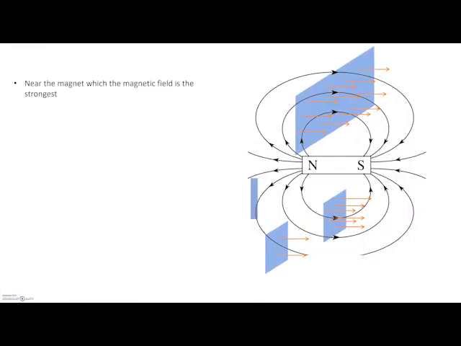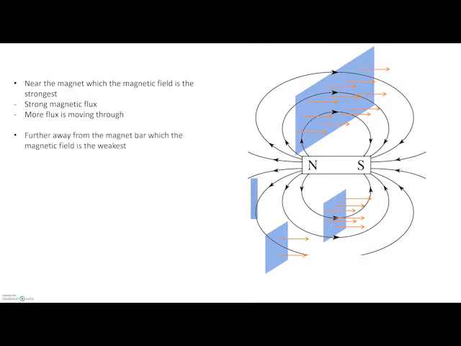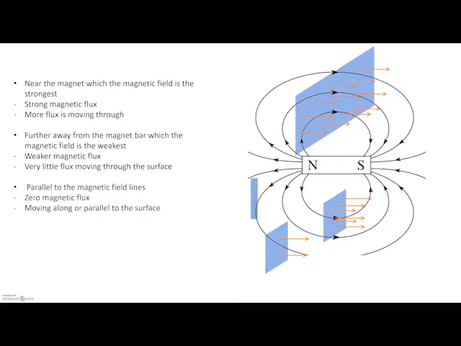This is an example of magnetic flux. If a surface is placed near the magnet where the magnetic field is the strongest, the magnetic flux on that surface is strong. This is because there is more flux moving through the surface. But if the surface is placed further from the magnet where the magnetic field is the weakest, it will have a weaker magnetic flux compared to the first one, as very little flux is moving through the surface. When the surface is parallel to the magnetic field lines, the magnetic flux is zero. It is because the magnetic flux is moving along, or parallel to, the surface.